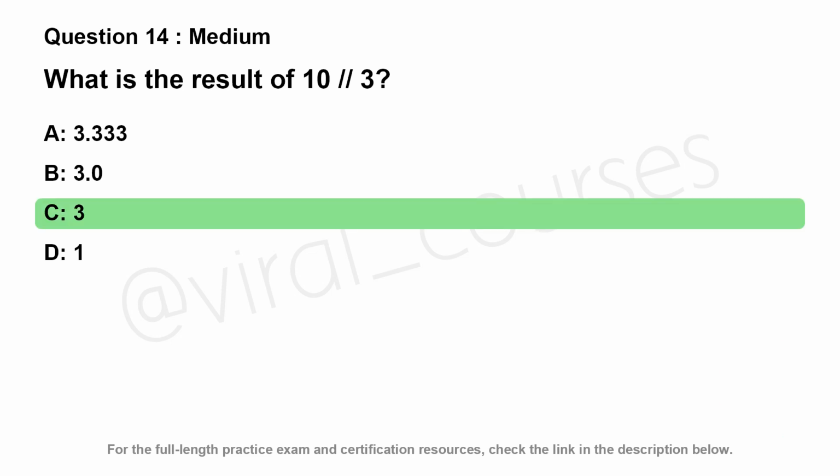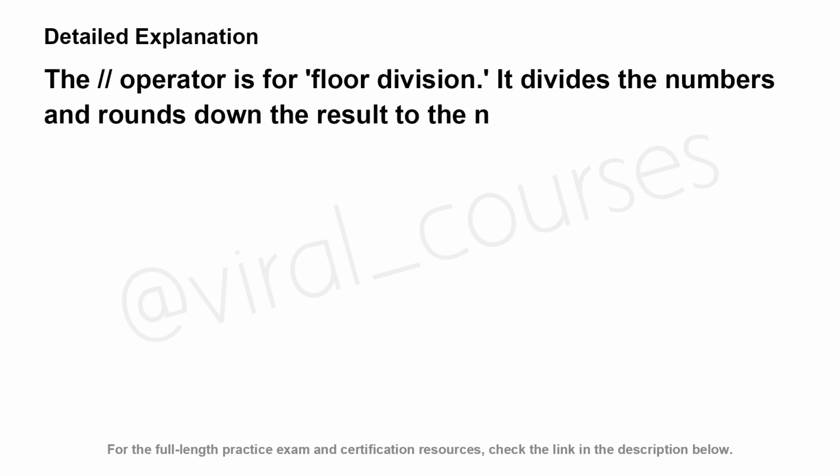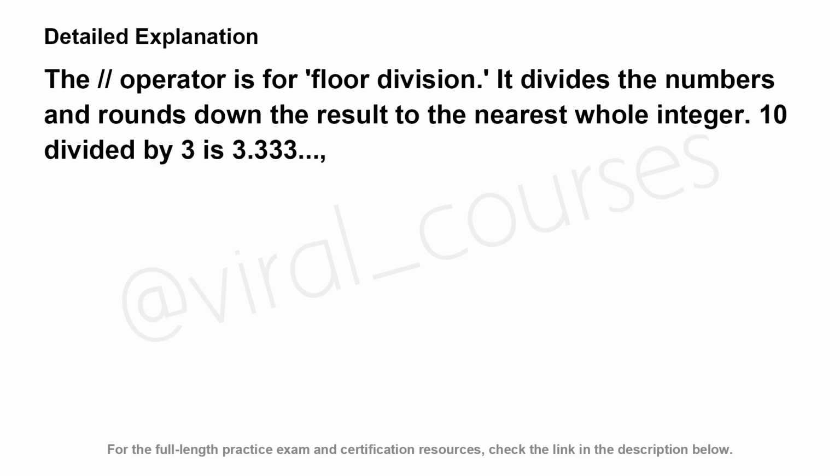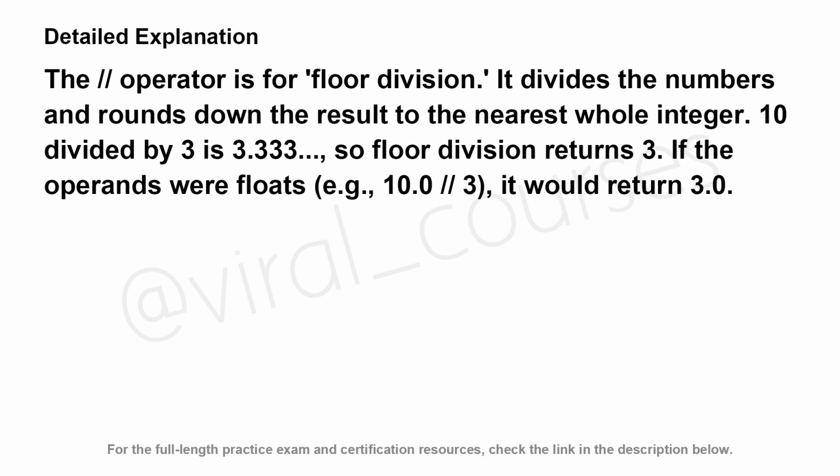The correct answer is C. The // operator is for floor division. It divides the numbers and rounds down the result to the nearest whole integer. 10 divided by 3 is 3.333, so floor division returns 3. If the operands were floats, e.g., 10.0 // 3, it would return 3.0.